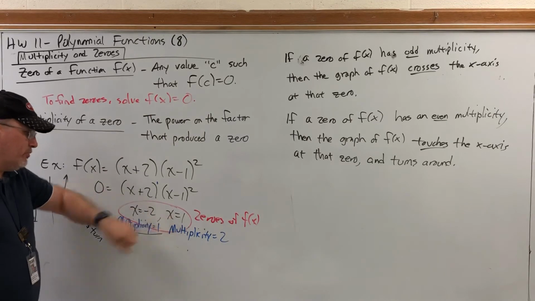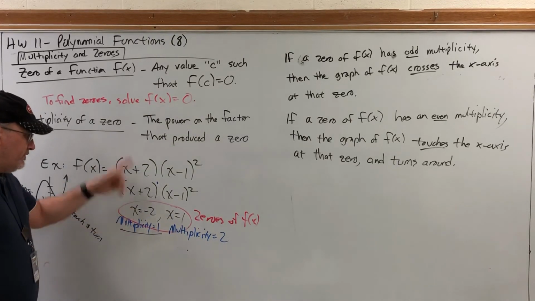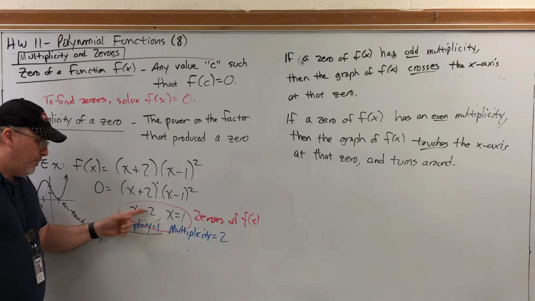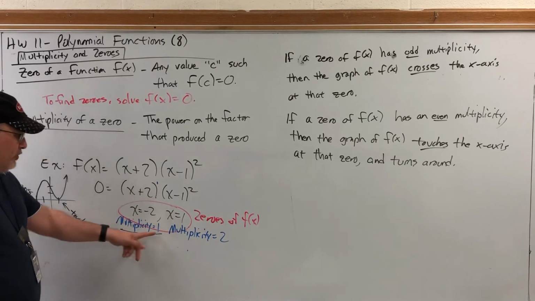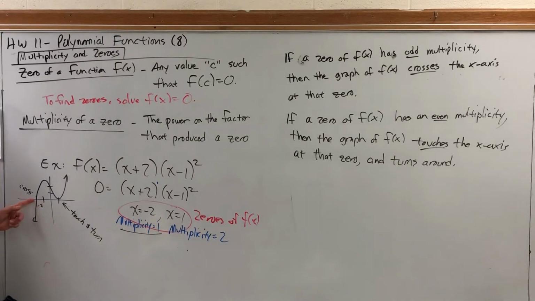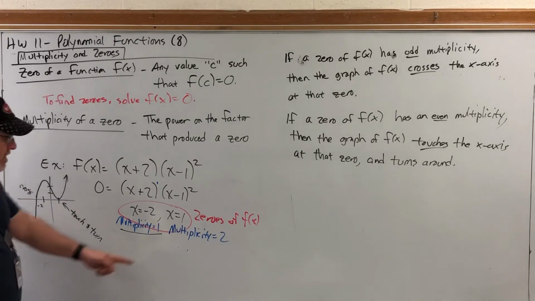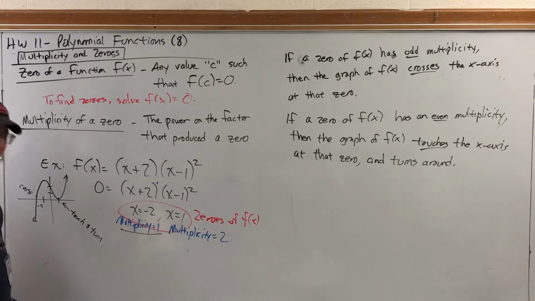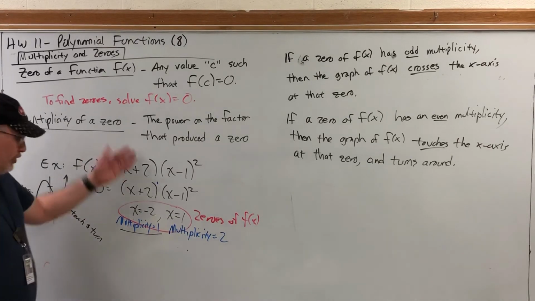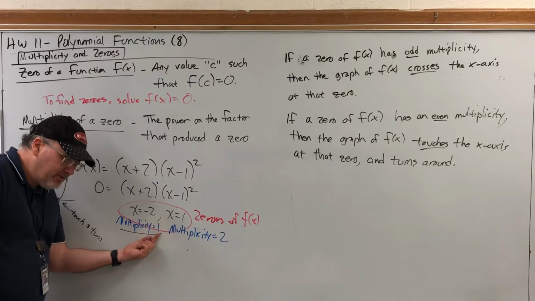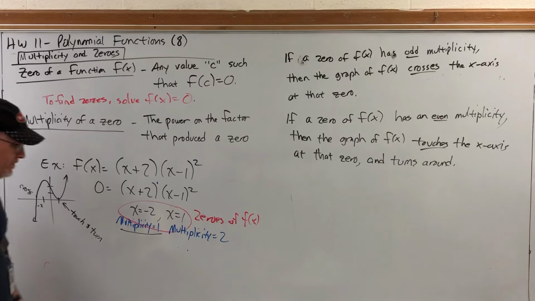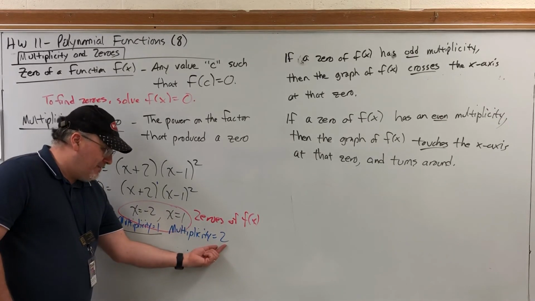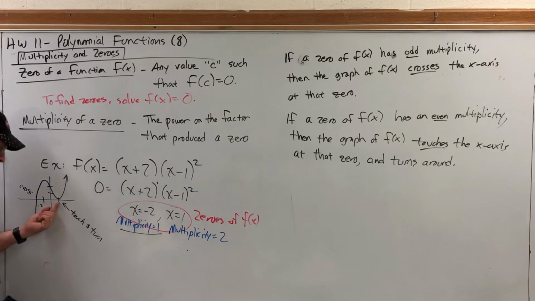When you get your zeros of the function, take note of their multiplicities, the powers that were on the factors that produce the zeros. If your multiplicity is odd, you will cross the x-axis at that x-intercept. If the multiplicity is even, you will touch the x-axis at that x-intercept and then turn around.